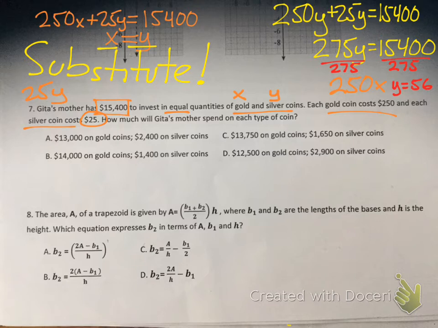We need to figure out the cost. That's what's being asked right now, the cost. So we have to take 56 and we have to multiply it by 25 to figure out that there are $1,400 that were spent on silver coins. And since the only answer choice that has 1,400 in it is B, that has to be the answer.